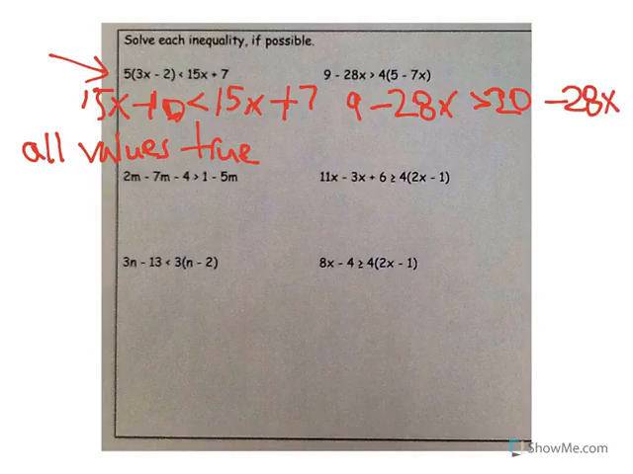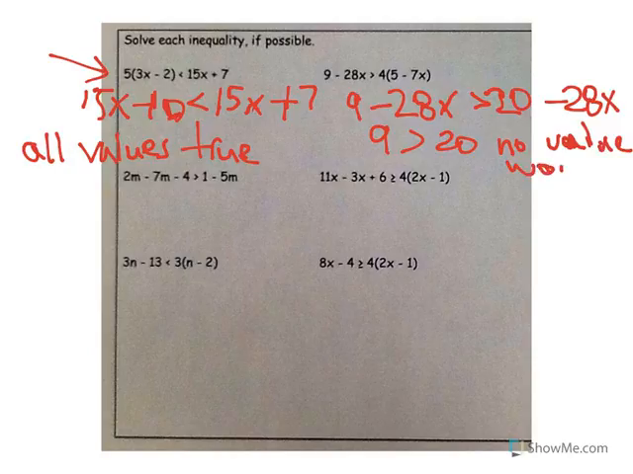When I then subtract 28x from both sides, or add 28x to both sides, to get rid of it, I'm left with 9 is greater than 20. And that's not true, so no values work. No values work for that one. So, similar to what we did before with equations, when that can happen. So no values work. And again, the clue to that is when you see that you have an equal number of variables on both sides.